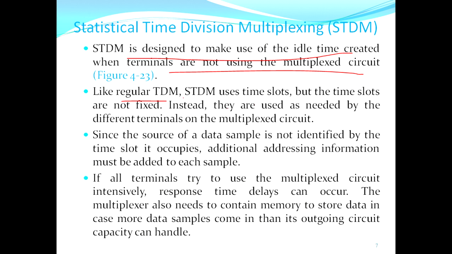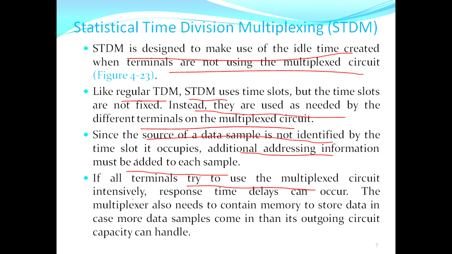So in order to avoid this limitation, we can go for STDM, statistical time division multiplexing. Here the time slot allocation is based only on the request from the individual subscriber, right? So the assignment is done based on the needs of the different terminals on the multiplexer circuit. Since the source of a data channel is not identified by the time slot it occupies, additional addressing information is needed for STDM. If all the channels try to use the circuit intensively, response time delay can occur.